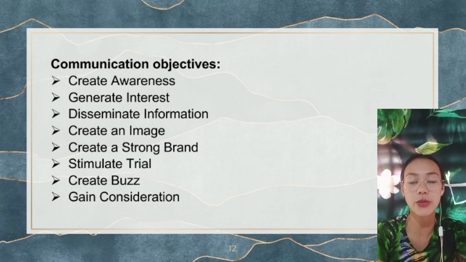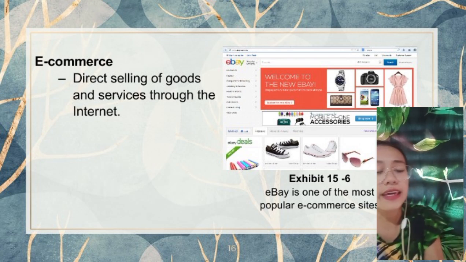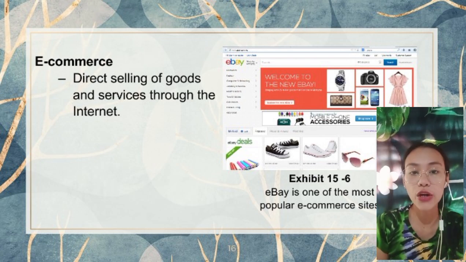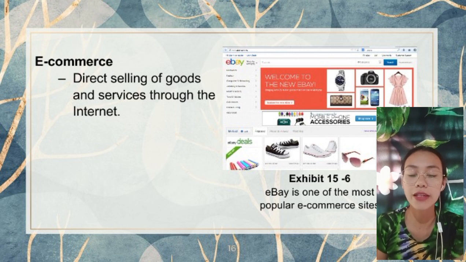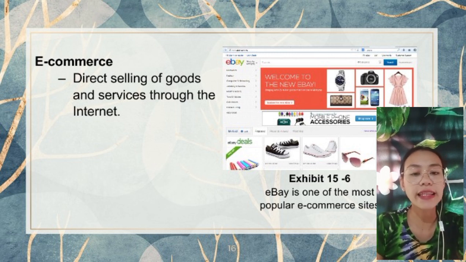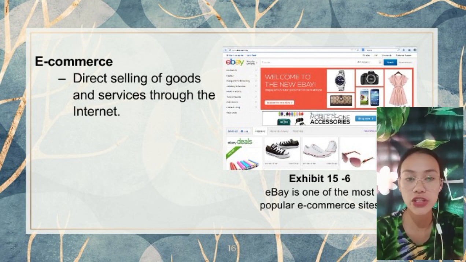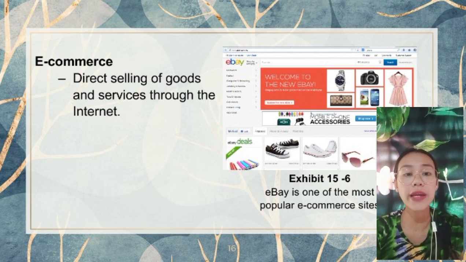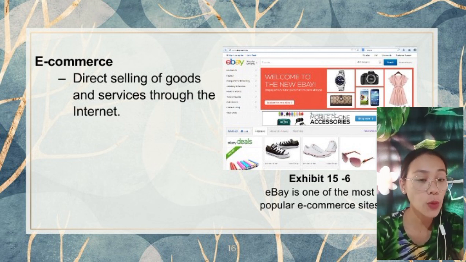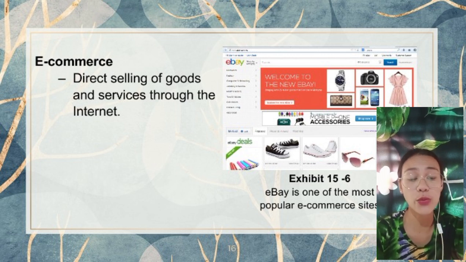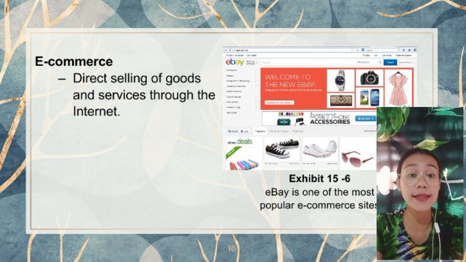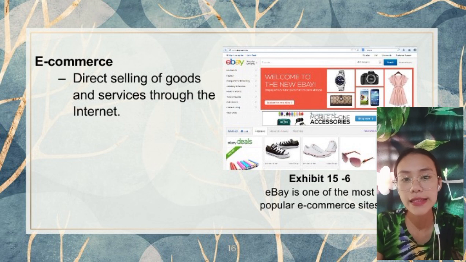So gain consideration. Next, the e-commerce, the direct selling of goods and services through the internet. So an e-commerce website is one that allows people to buy and sell physical goods, services, and digital products over the internet rather than at a brick and mortar location. So through an e-commerce website, a business can process orders, accept payments, manage shipping and logistics, and provide customer service.